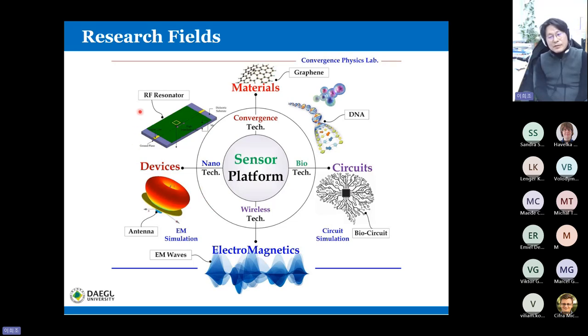My group mainly focuses on sensor platform research in the radio frequency and microwave region. We are oriented toward collaborative research because the sensor platform is integrated with nano, bio, and wireless technology to enhance sensing performance. In particular, our research is primarily based on electromagnetic wave physics and RF and microwave electronics to develop novel sensing devices and circuits. It is important to design RF and microwave components such as small antennas and resonators using full wave electromagnetic simulation and circuit simulations.